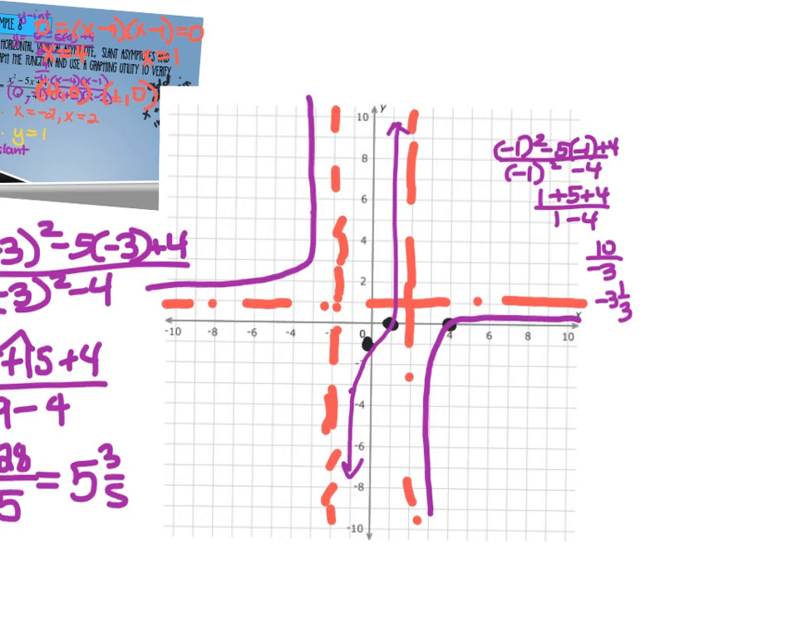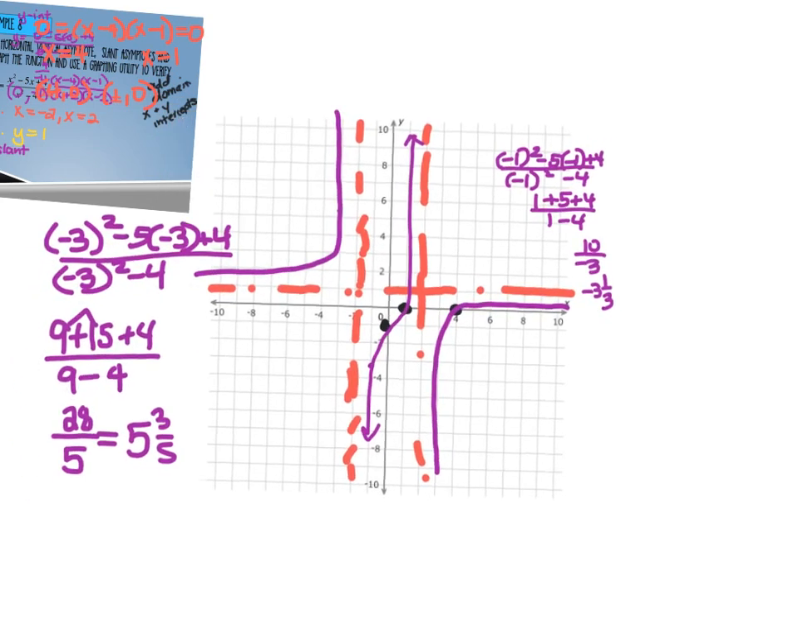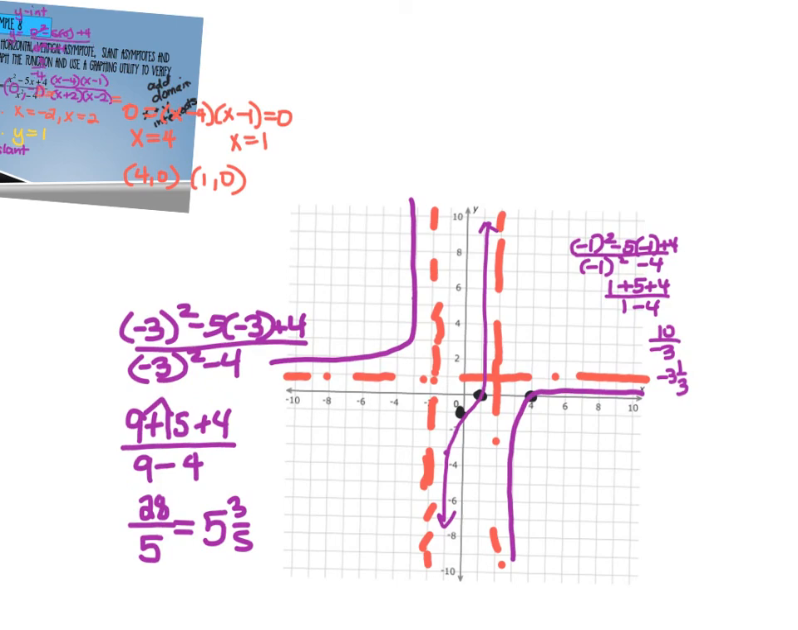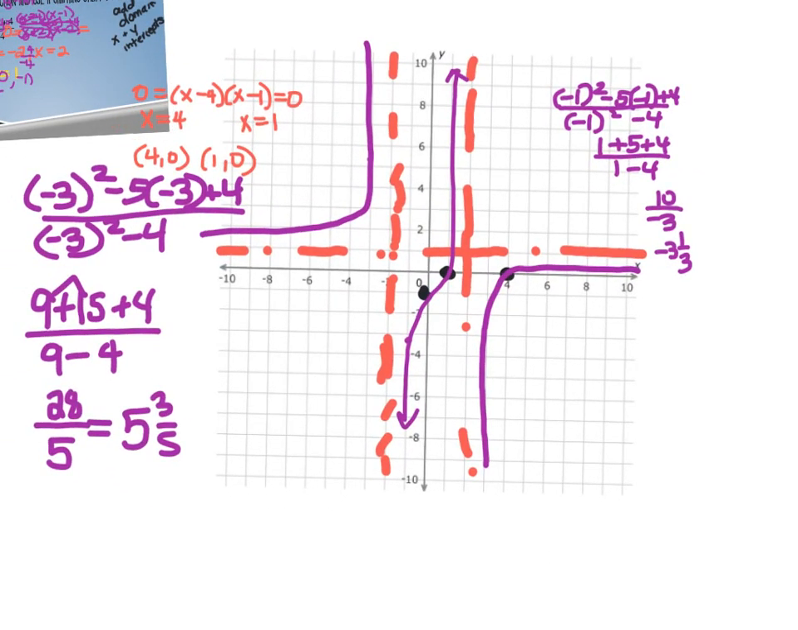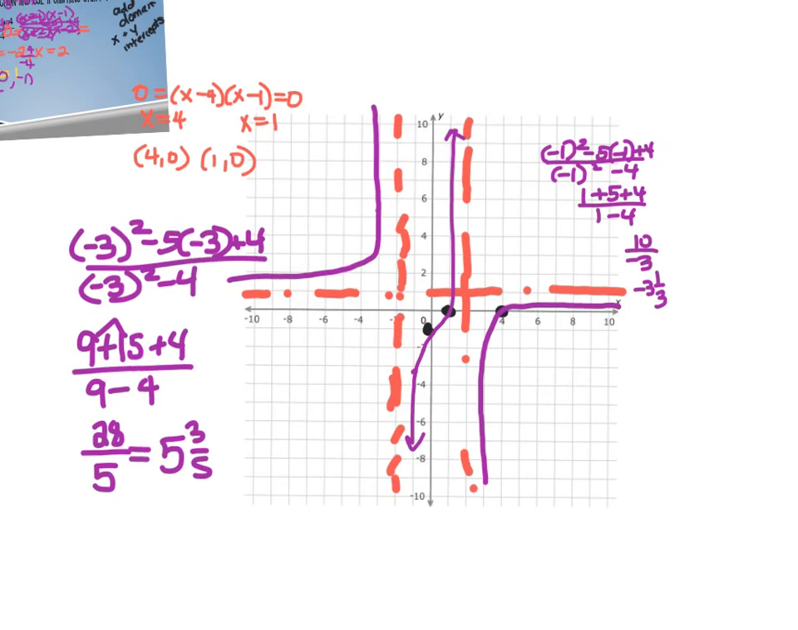Wait, you said it's allowed to cross the horizontal asymptote? Correct. Because technically that horizontal asymptote is affecting just the outer two bands, not the inside. It will never cross the vertical because that would make it undefined. So it literally can't have a point there. It will never cross a vertical because that point would be undefined on your graph. But a 0 in the top works. It's not undefined.